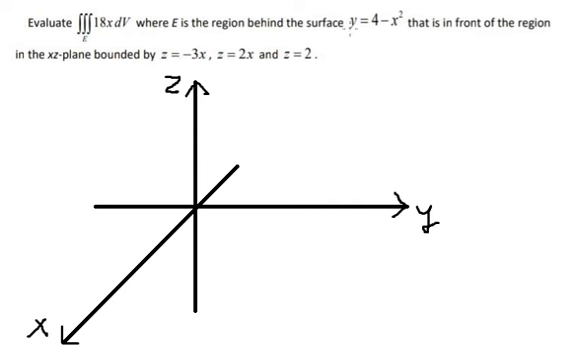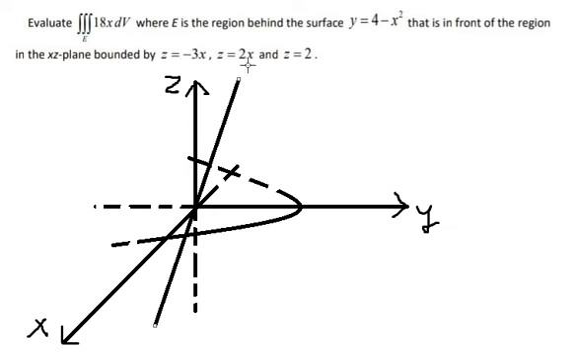So the graph of y equals 4 minus s squared should be like this. This one is behind the plane z, y, so we need to have the dotted line in here. Then z equals negative 3s. The line should be like this.